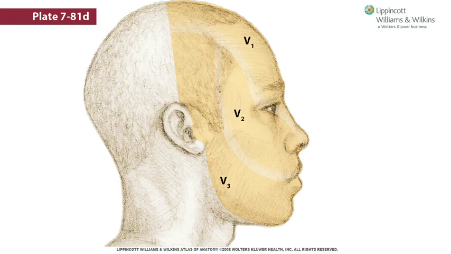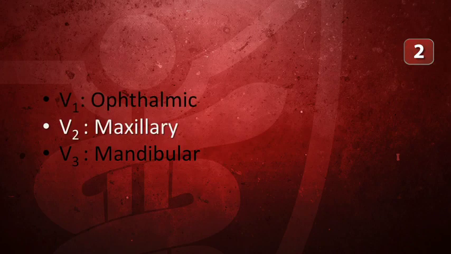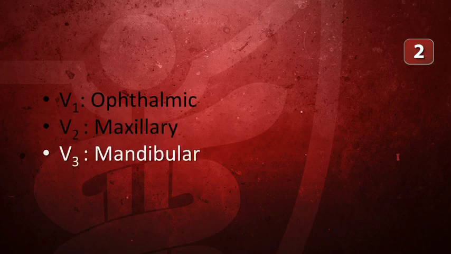If we look at a map of the cutaneous innervation of the head, we see that the face is divided into three regions, each representing the territory of a division of the trigeminal nerve. Since the trigeminal nerve is the fifth cranial nerve, it is represented by the letter V, which is also the Roman numeral 5. V1 is the first division of the trigeminal nerve, or the ophthalmic division. V2 is the maxillary division, and V3 is the mandibular division.